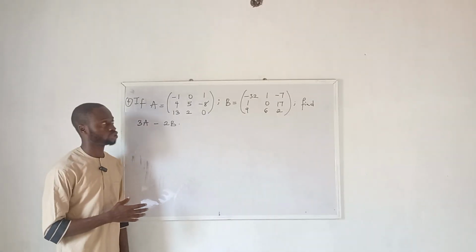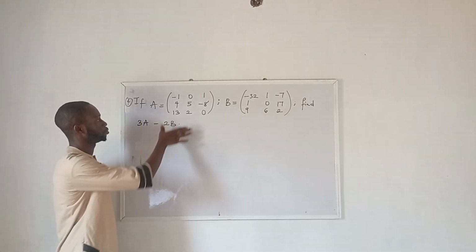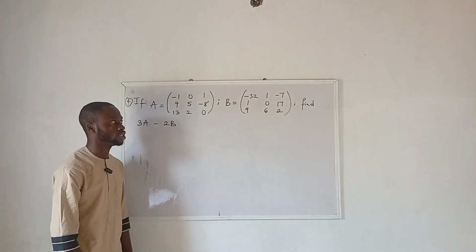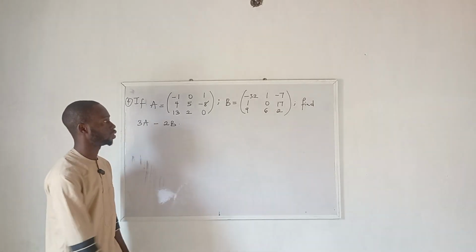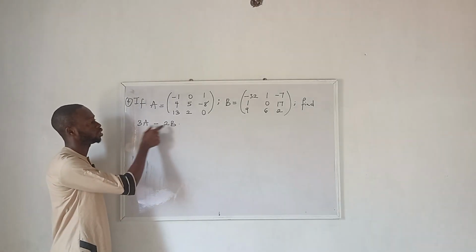We have our fourth question. We are given a matrix question. We are given a matrix A as well as a matrix B. Matrix A is a 3 by 3 matrix, and matrix B is also 3 by 3. We are asked to find what 3A minus 2B is.